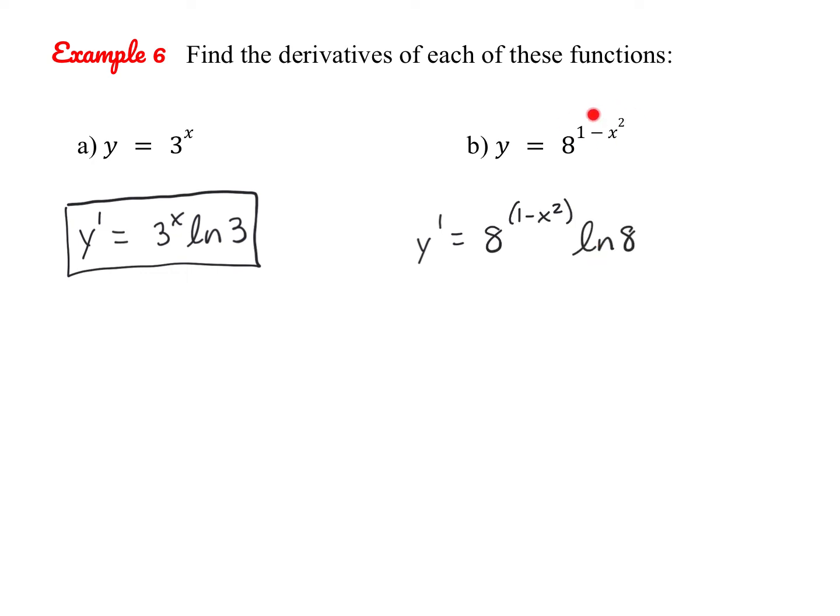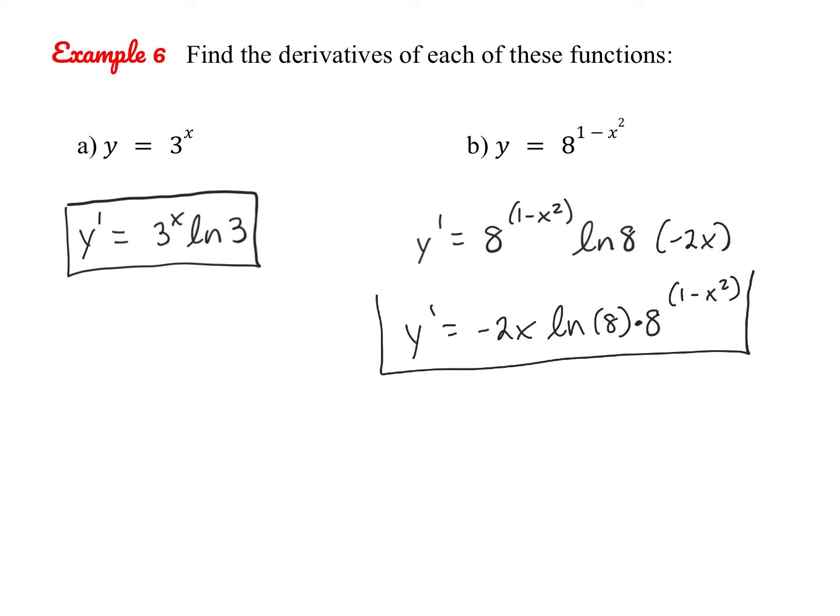And now we're going to want to multiply that by the derivative of our inner function. So here, we're using chain rule. And the derivative of 1 minus x squared would just be negative 2x. So here, our derivative is negative 2x natural log of 8 times 8 to the power of 1 minus x squared. And I'll put a little product symbol in there. There you have it.